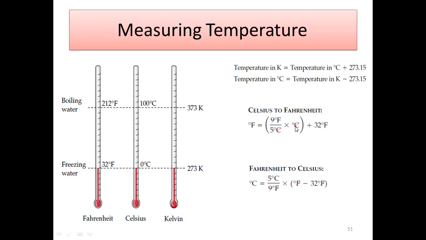Let's suppose this is 0 degree centigrade. Then how do we convert to Fahrenheit? You put the 0 over here. So look at the values. Centigrade is cancelled out. What is left? Fahrenheit is left, plus 32 Fahrenheit. If you add up these values, you would get the answer in Fahrenheit.